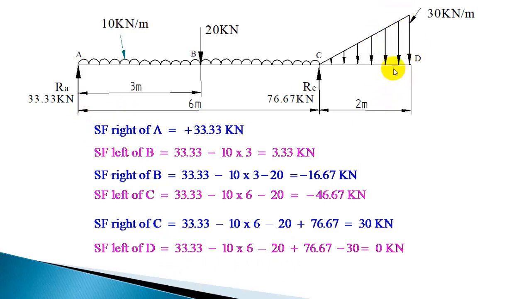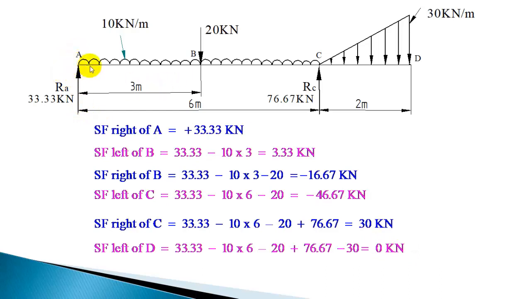So summing up from the left side, 33.33 minus 60 minus 20 plus 76.67 minus 30, that will give 0 as the shear force left of D. So that completes the calculation of shear force. Now you have to calculate the bending moment at various points.